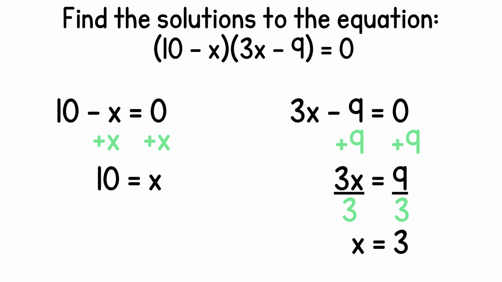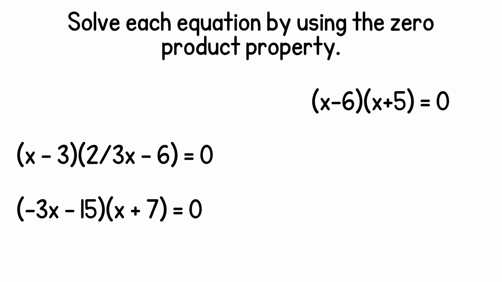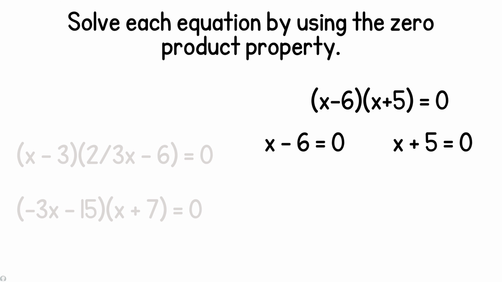So let's look at one more example. We're going to solve each equation by using the zero product property. We'll start with our first equation, and we'll set each parenthesis equal to 0. Adding 6 to both sides will give us x equals 6, and then subtracting 5 on both sides of the other equation will give us x equals negative 5.